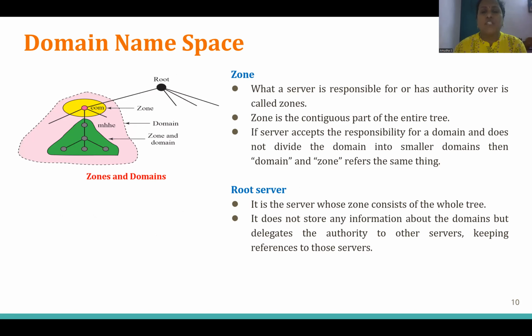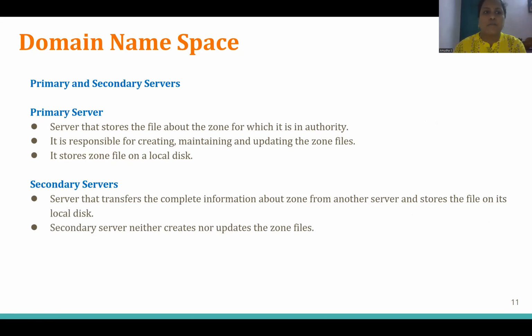Zone: what a server is responsible for or has authority over is called a zone. It is a contiguous part of the entire tree. If the server accepts responsibility for a domain and does not divide the domain into further smaller domains, we call that a zone. Root server: it is the server whose zone consists of the whole tree structure. It does not store any information about the domain, but it delegates the authority to other servers.